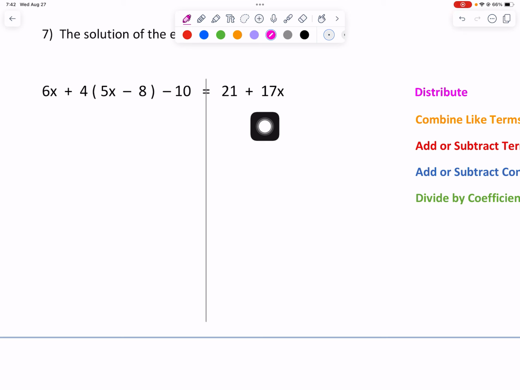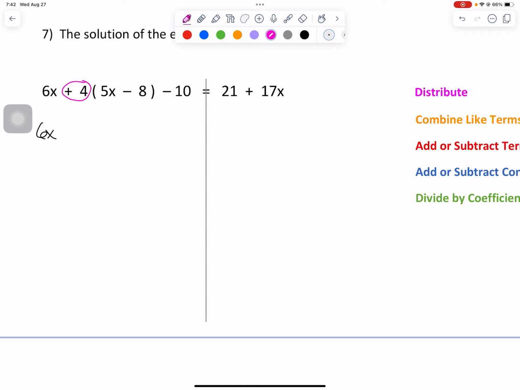My goodness, what do we distribute? Is it negative 10? Nope, because you guys already learned that it's the term in front of the parentheses, which is a plus 4. So the 6x, I'm just going to rewrite.